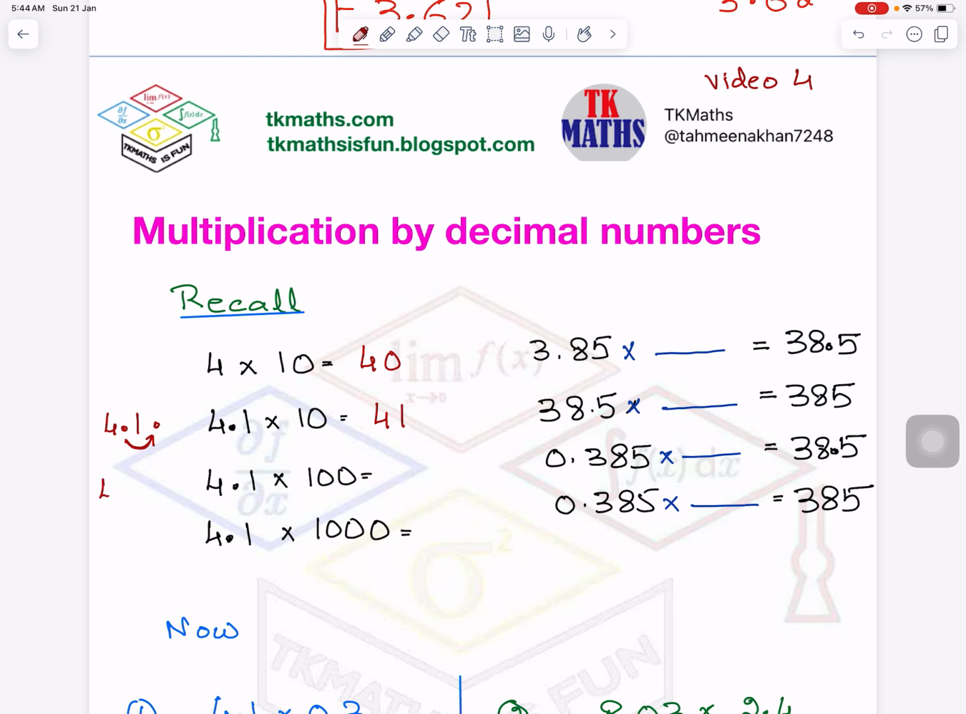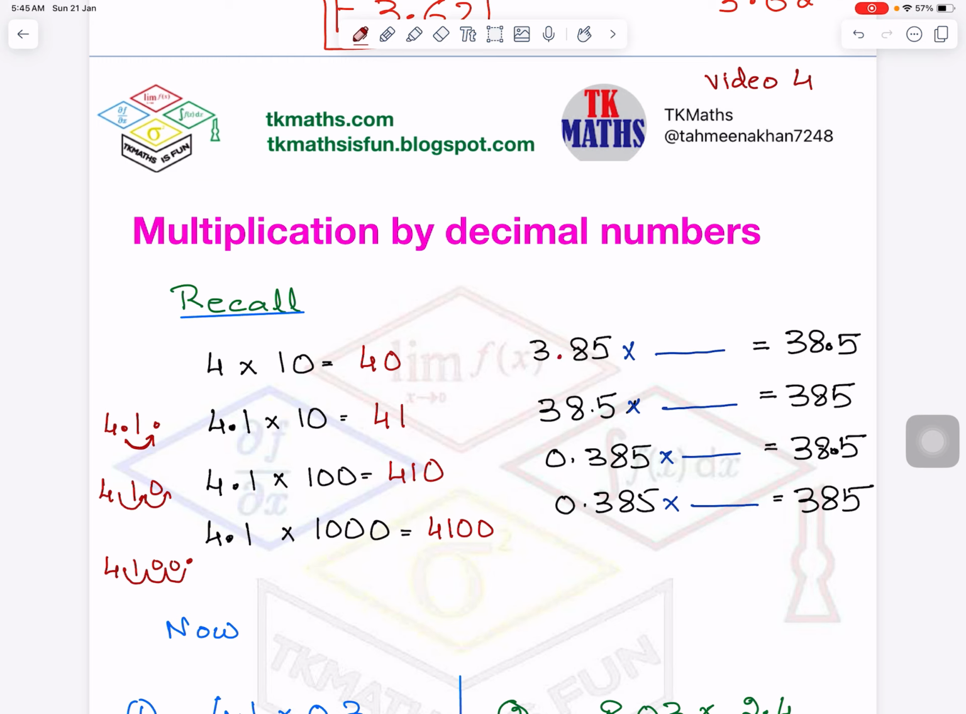When it is 4.1 multiplied by 100, there are 2 zeros, so it will jump 2 places to the right and you will have 410. If it is 4.1 multiplied by 1000, it will jump 3 places, 1, 2, 3. So the decimal will come here and you will have 4100, right? Similarly, if you do it in the reverse order, I'm expecting that you know this. If you don't know, you can write in the comments and I can make a video to explain it in further detail.